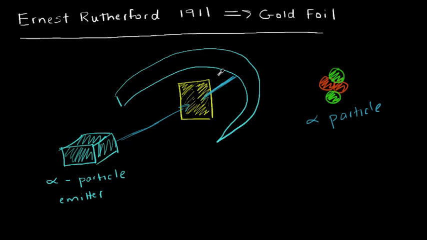What he actually saw was this. He saw quite a few of the alpha particles go straight through. In fact, the vast majority went straight through, but a few went off at angles like that, and like that, and like that. And a very small number actually came straight back, and almost hit the detector. And what does this mean?